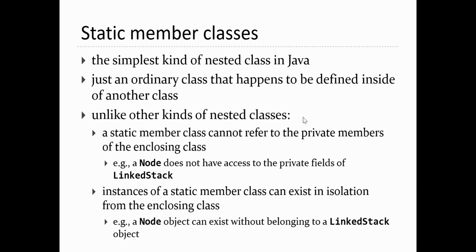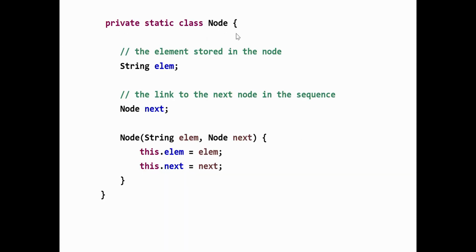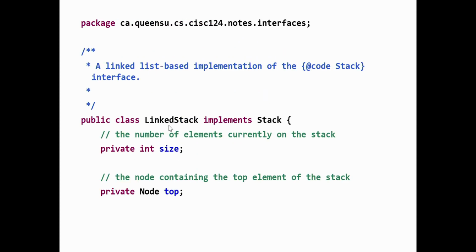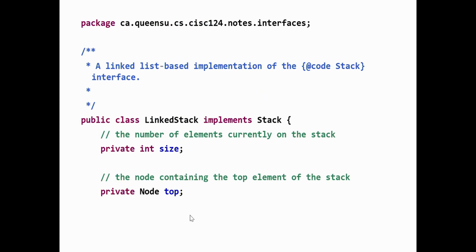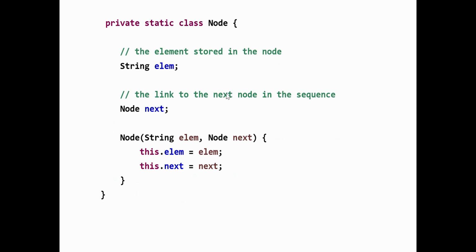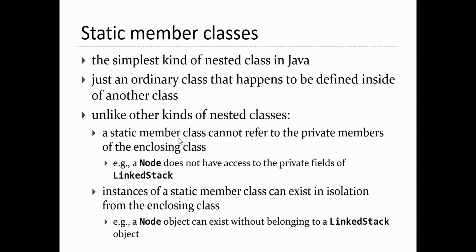Now, what's the difference? What's the significance of making it static? Because a couple of lectures ago, the class we had wasn't static. Now it is. A static member class is not allowed to have access to the private stuff of the enclosing class. So in other words, a node knows nothing about the stack that it's inside of. Inside this node class, I can't access top or size. The node class has access only to the stuff that's inside the node class. That's different from the inner class we had before, which had access to the enclosing class. In this case, you don't.